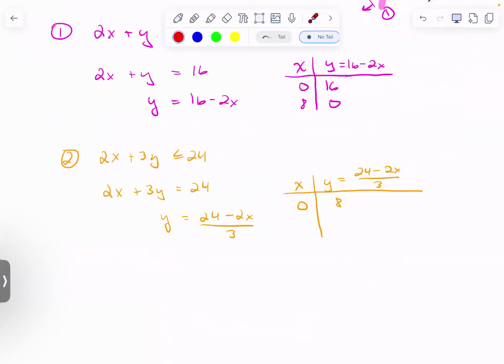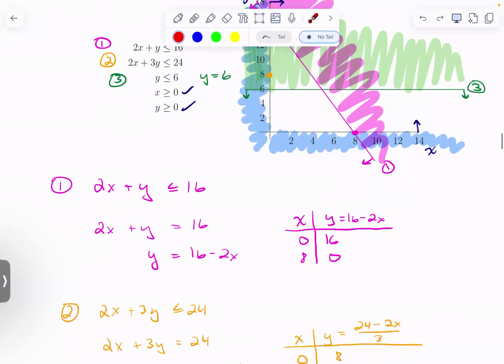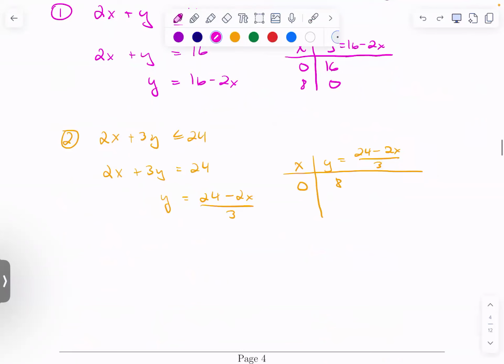Sure. 12, oops. Let's just make sure, okay, yeah. The only concern would be if 12 wasn't showing here, then that would make it hard to graph. But 12's on here, so why not? This is 12, 24 minus 24, convenient values, nice. 0.